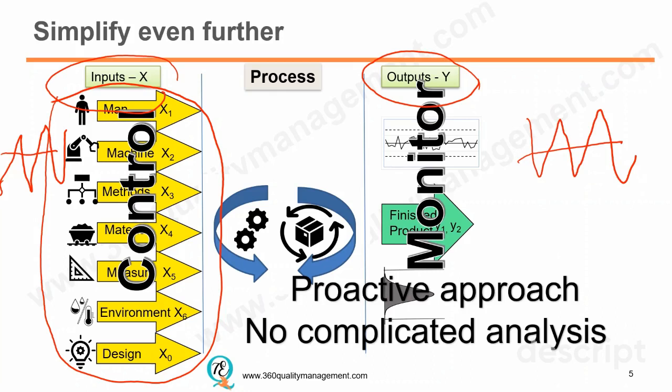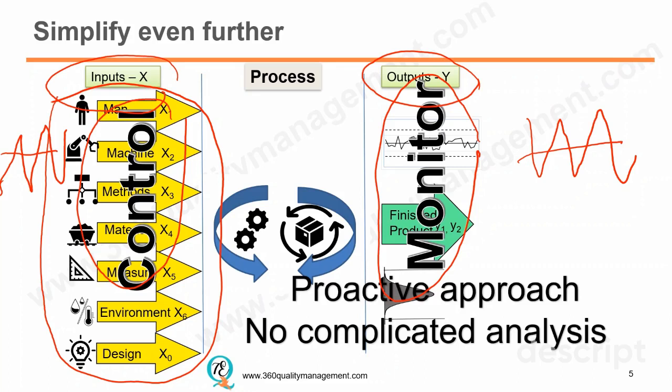Therefore, a process input has to be set up and controlled correctly, and process output such as key performances, yield, and critical parameters should be monitored. You can refer to my video on how to establish critical parameters. I've put the link below.